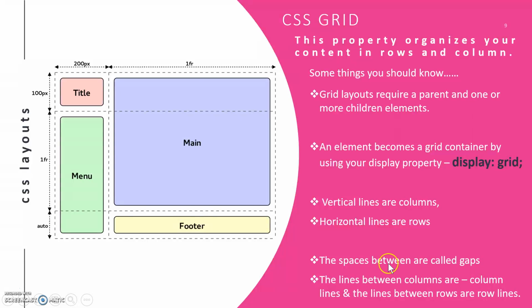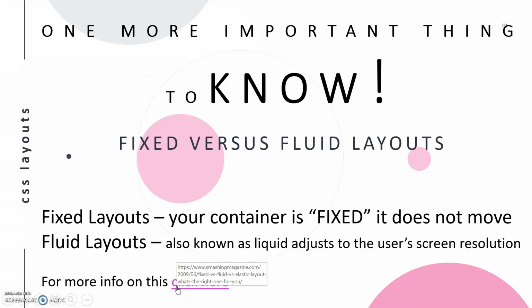And then the lines between, like if I had a line right here, like this, I guess it is a dotted line, these are called column lines, and these are called row lines. Okay, pretty easy. Okay, one more thing you need to know.